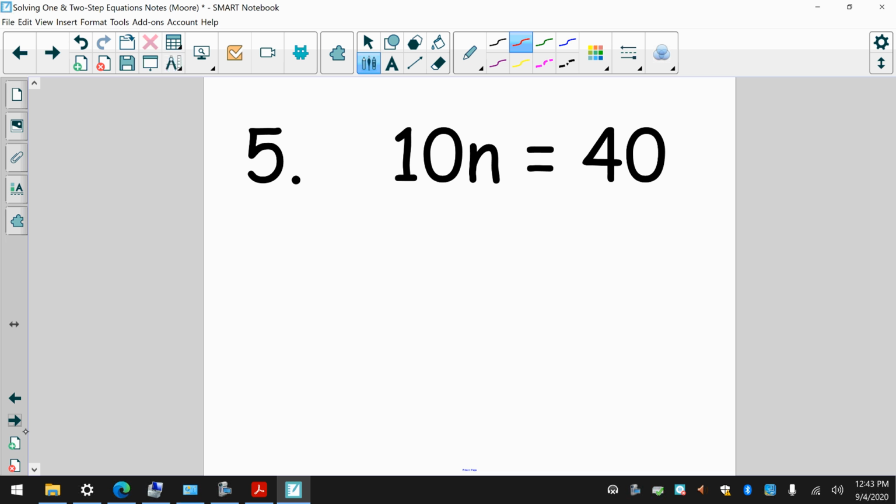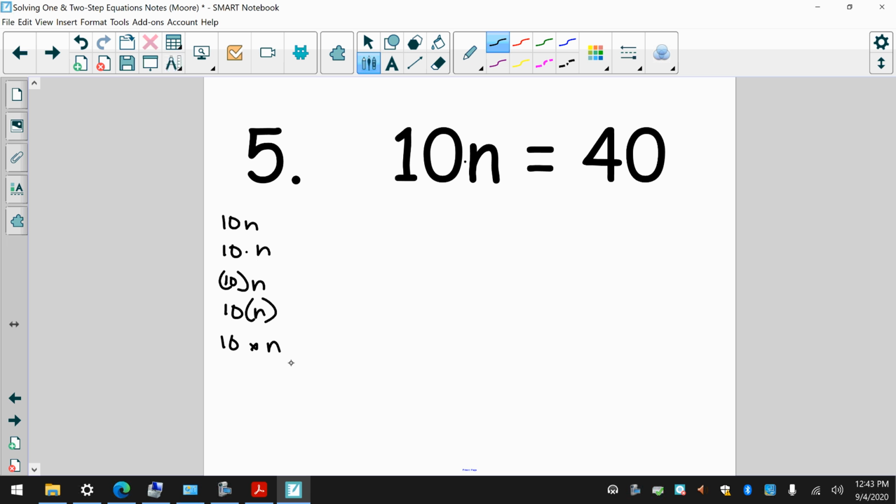10n equals 40. Just a reminder, if you see a variable beside a number, we assume multiplication. A dot also means multiplication. If you have a parenthesis, it also means multiplication. Multiplication can be written so many different ways. 10 times n can be written 10n, or 10 dot n, or 10 times n. So those all stand for multiplication.